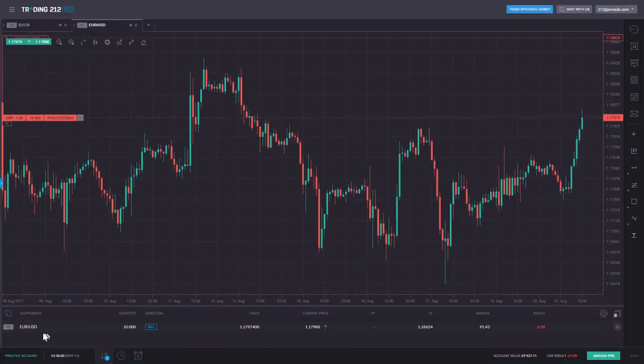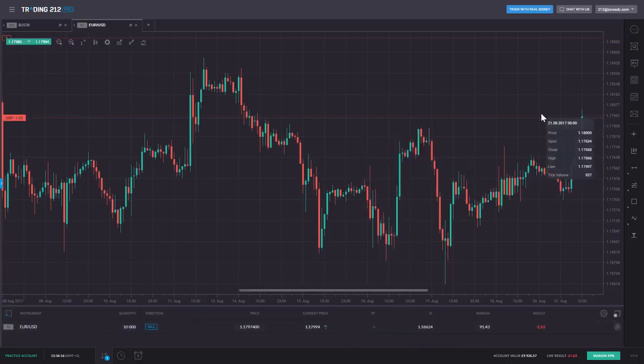So you can see down below, here's my position. Euro dollar. Quantity I chose was 10,000. I sold. I think the price is going to go down. That's the price I executed the trade at. There's the current price. And there is my stop loss. And you can see on the chart, I've sold it here with a stop loss above those highs. So there's really no excuse for not setting up the stop loss before I put the trade in. It's a very disciplined and sensible way of trading.